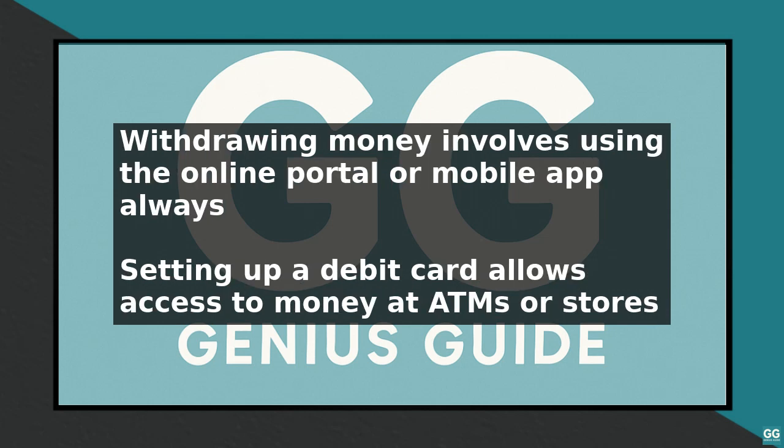To withdraw money from your Zopa savings account, you can use the online portal or the mobile app. You can also set up a debit card to access your money at ATMs or in stores. It is a good idea to keep your debit card details safe and secure to prevent unauthorized access to your account.